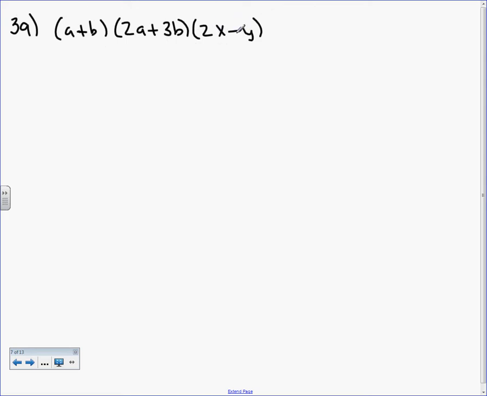This one, cover this up with your finger. Cover this up with your finger, the 2x minus y. Okay? What would you do with these two? Foil, right? So everybody should be able to foil these without me. Ignore this for right now, okay? Foil these two and let's see what you get.